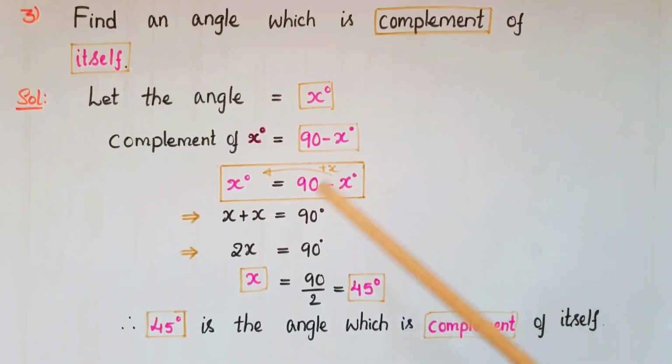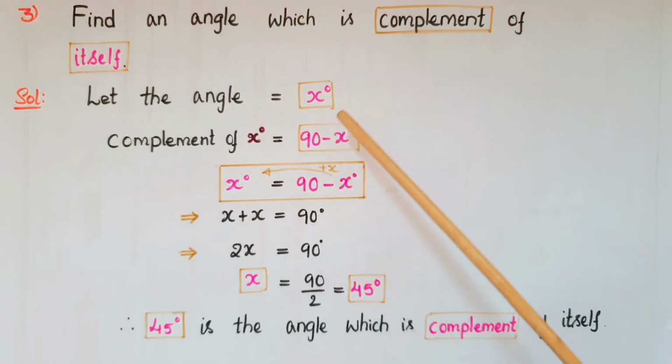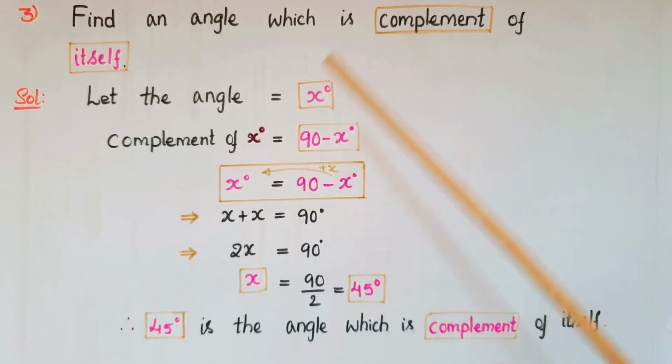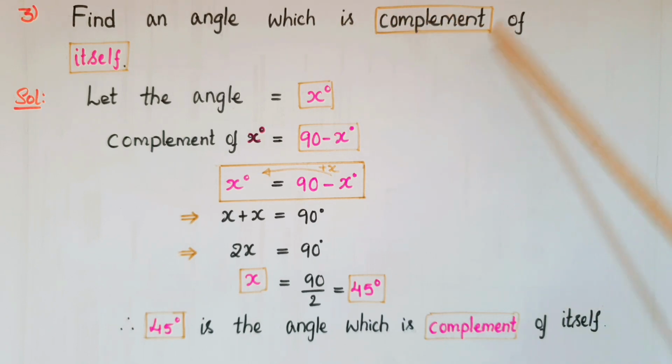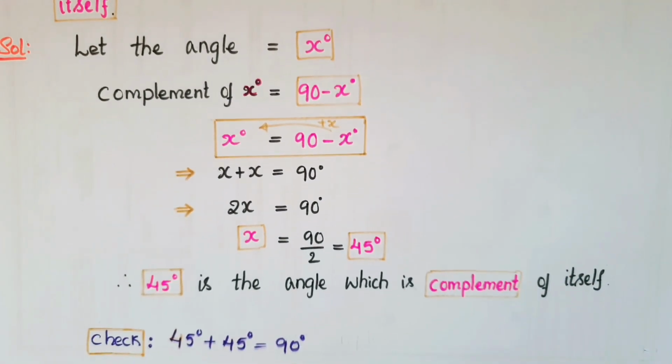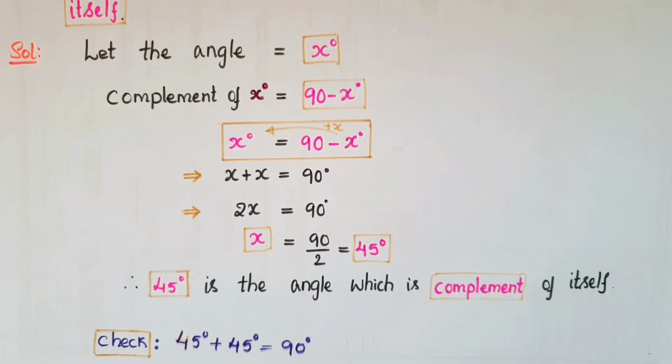This is another example. Find an angle which is the complement of itself. So let the angle be x degrees, then the complement of x degrees is 90 minus x. So here the angle is the complement of itself. So x degrees is equal to 90 minus x. So x plus x is equal to 90 degrees, then 2x is equal to 90 degrees, then x is equal to 90 by 2, that is 45 degrees. So 45 degrees is the angle which is the complement of itself. We can check: 45 degrees plus 45 degrees is equal to 90 degrees.